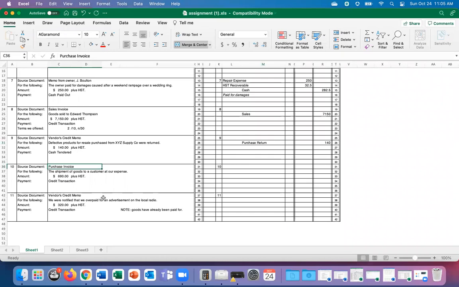Okay, this is a purchase invoice. The shipment of goods to a customer at our expense for $690 plus HST, and this is a credit transaction. So this one is basically us delivering goods to one of our customers, and this is the amount we paid for that delivery. So it must have been something huge. To pay $690 in shipping is a lot, right?